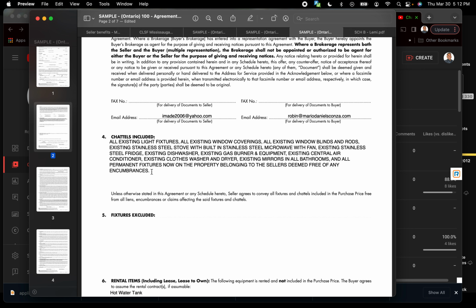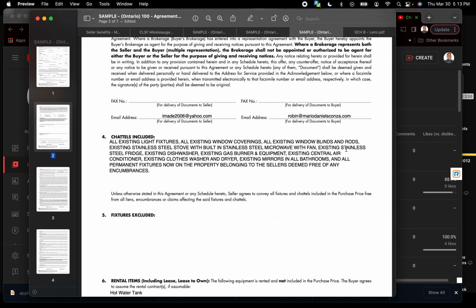This will differ depending on the property that we have. Most of the time, what's included is the light fixtures, existing window coverings, window blinds and rods, the existing stainless steel stove, or if it's not stainless steel, just a stove, with a built-in stainless steel microwave with fan. If it's just a hood fan, it would just say hood fan without the microwave.